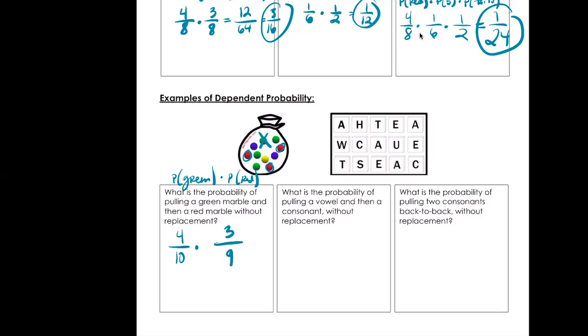So put 4 out of 10 times 3 out of 9 into Desmos, and you are going to get 2 out of 15. I'm not going to waste time doing it. We know how to use Desmos.